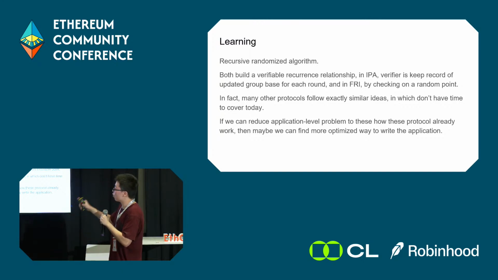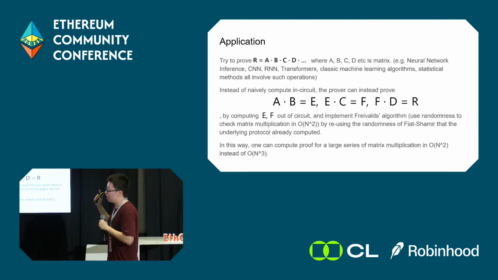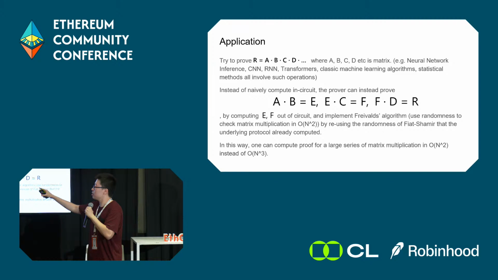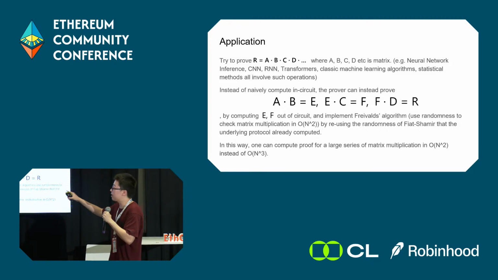And so the idea is, if we can reduce the application level problem to this, how this protocol already works, then maybe you can find some more optimized way to write the application. I'll give you an example of why this actually matters. There are many machine learning models, like transformers, CNNs and RNNs, neural nets, right? And if we want to prove them, we need to prove a relationship R equals A, B, C, D, all these matrix multiplications. And instead of naively computing them in circuit, the prover can instead prove A multiplied by B equals E, E multiplied by C equals F, F multiplied by D equals R, and compute E and F outside of the circuit, right?